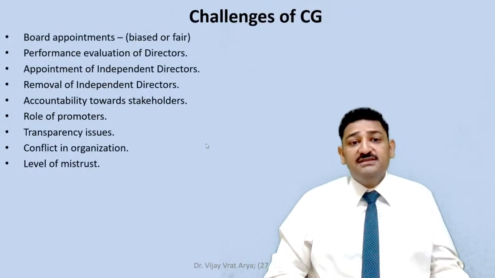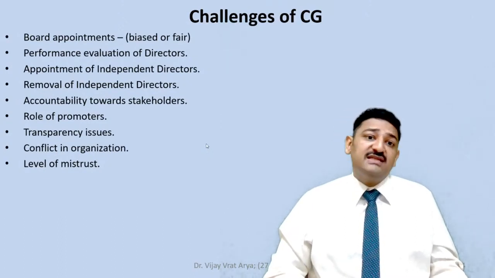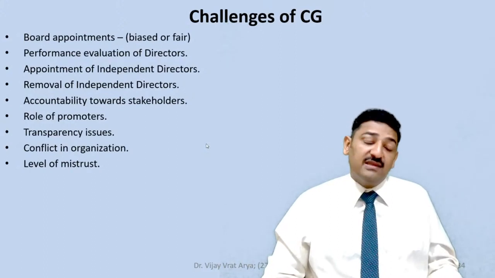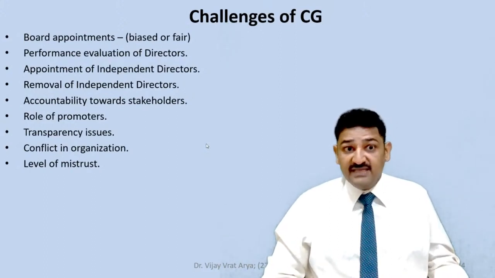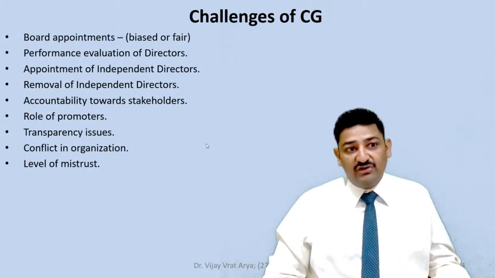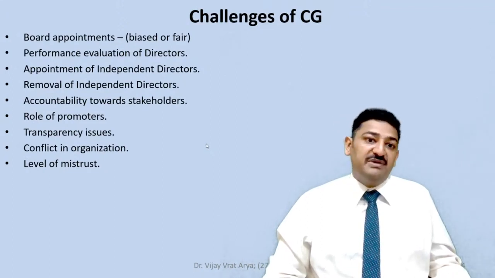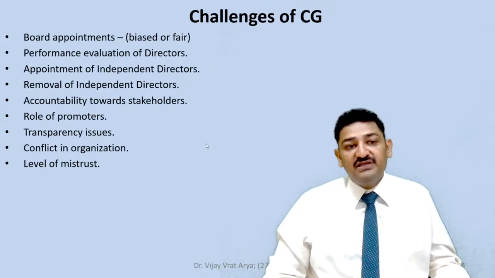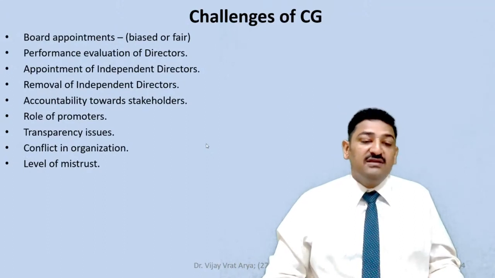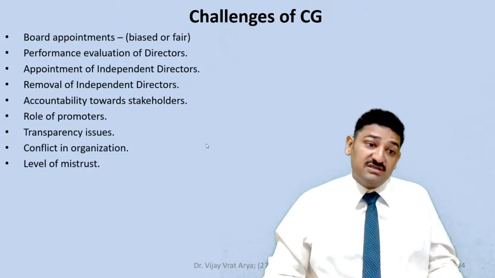Now, based on these models and the five important pillars of corporate governance, the major challenges commonly noticed in corporate governance are in areas like board appointment. Whether the appointment of the board of directors is biased or is something fair, that defines the major challenge for the organization. Second is the performance evaluation of the directors. What mechanism do the corporates have for monitoring or evaluating the performance of the directors? The third is the appointment of independent directors. Fourth is the removal of independent directors, accountability towards the stakeholders, role of promoters, and transparency.